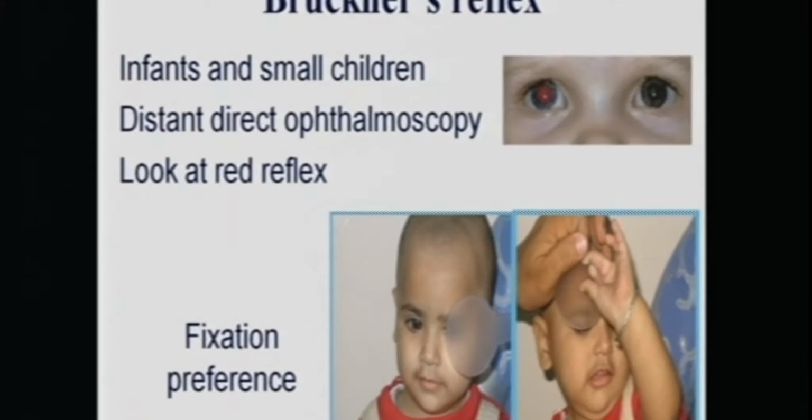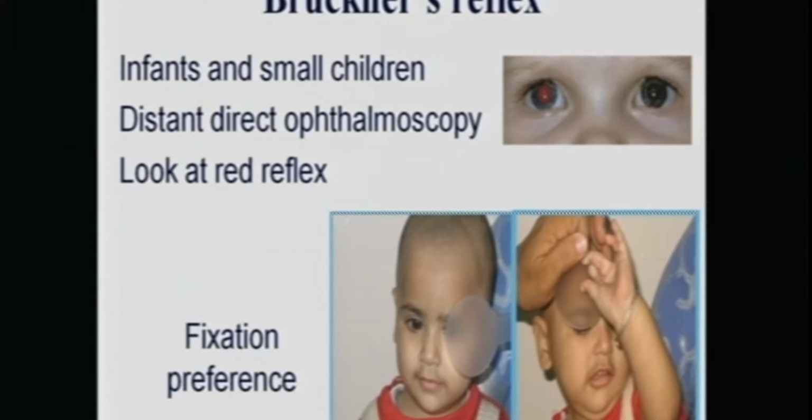The other method to look at is the Bruckner's reflex, where you can identify any abnormality, either amblyopia or strabismus, and you look at the reflex and compare it between the two eyes. It's also easy in children to pick up whether they have amblyopia by doing the preferential fixation preferences.